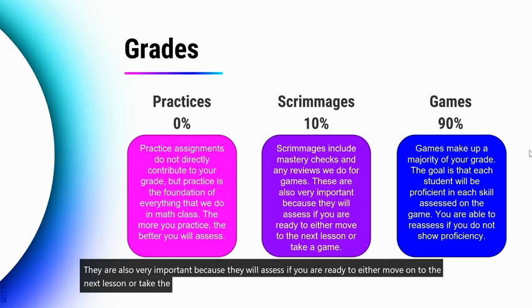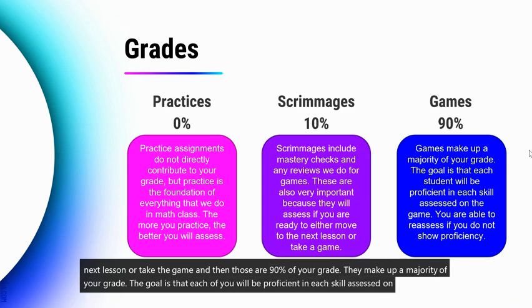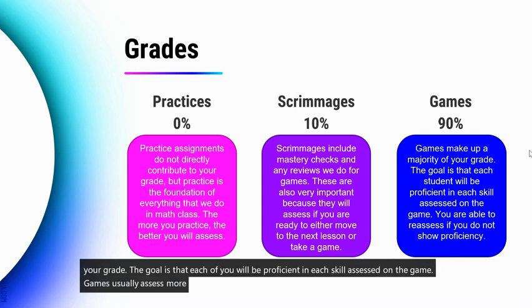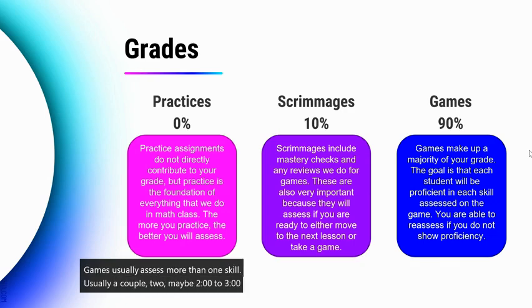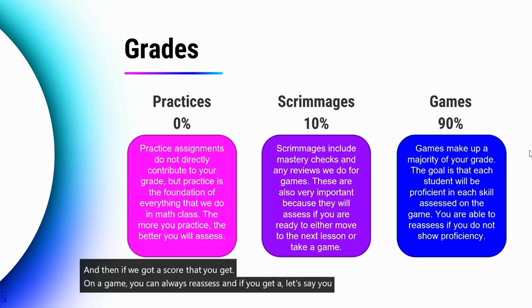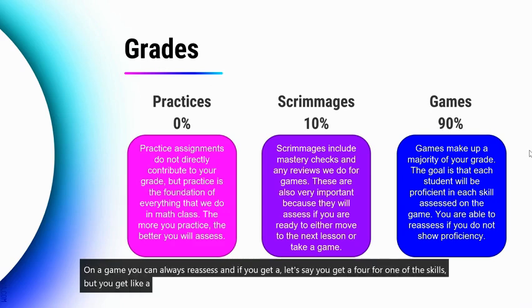And then games are 90% of your grade. They make up a majority of your grade. The goal is that each of you will be proficient in each skill assessed on the game. Games usually assess more than one skill, usually a couple, maybe 2 to 3 skills. And if you don't like the score that you get on a game, you can always reassess. Let's say you get a 4 for one of the skills, but you get like a 2 for the other skill, you can just redo that skill and get a higher grade.